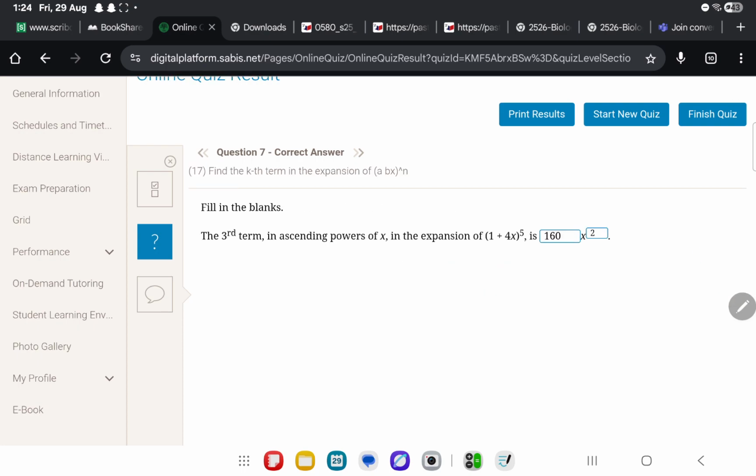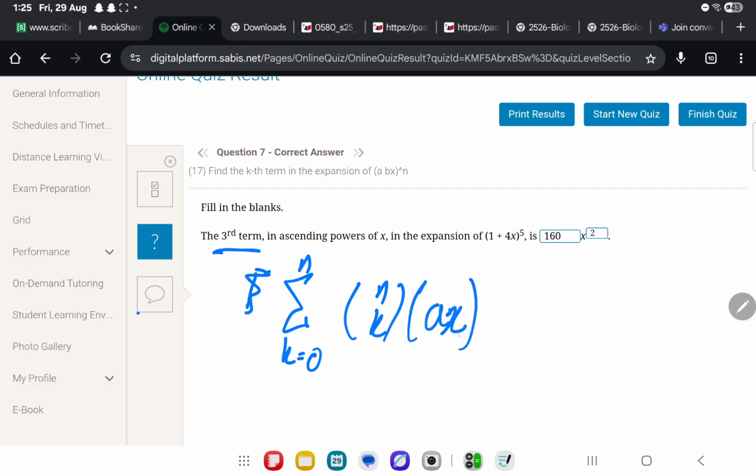The third term in ascending powers of x of the expansion of 1 plus 4x to the power of 5 is whatever. Okay, now, the third term, listen. If you remember from the summation, k starts from 0, not from 1, k till n. It's going to be n choose k. This is another chance for you to memorize the general form of the binomial expansion, because I'm rewriting it. So it's going to be a to the power of n minus k into b to the power of k. k starts from 0, not from 1, from 0.